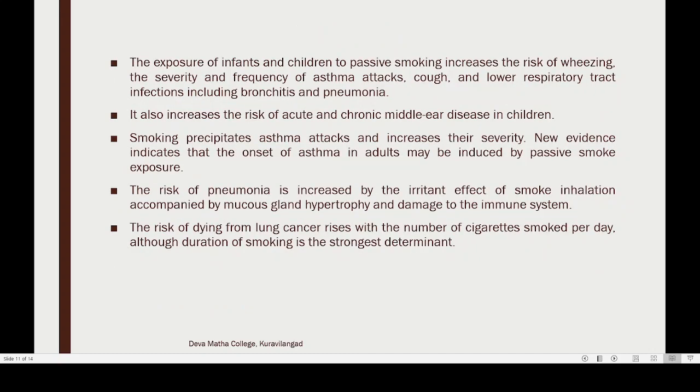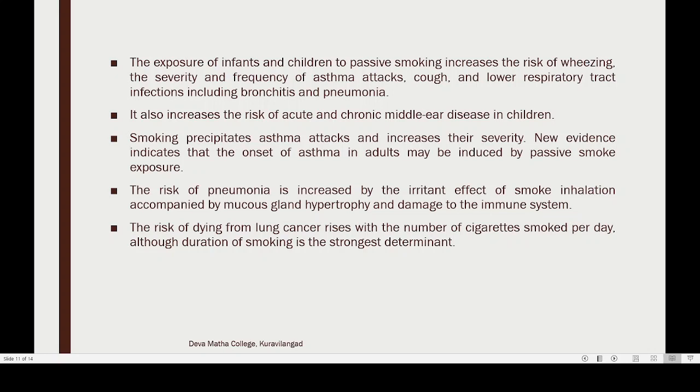Exposure of infants and children to passive smoking increases the risk of wheezing. What is the meaning of the word wheezing? I will tell you. Wheezing is actually a difficulty in breathing.